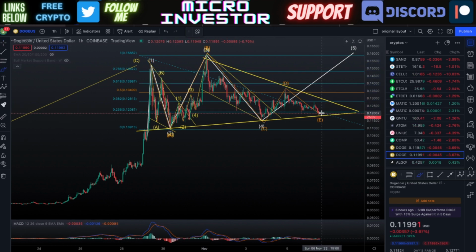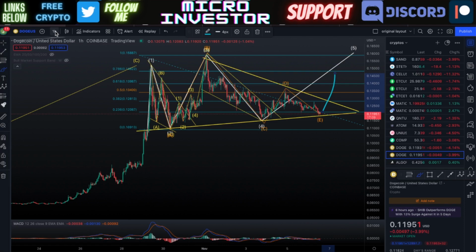Now, no guarantees that that's how things are going to work. But within these A, B, C, D, E triangular patterns, when that E wave is complete on the bottom, there's the possibility that you can see what we call an ascending wedge break out to the upside, and that would be where our fifth wave would come in.